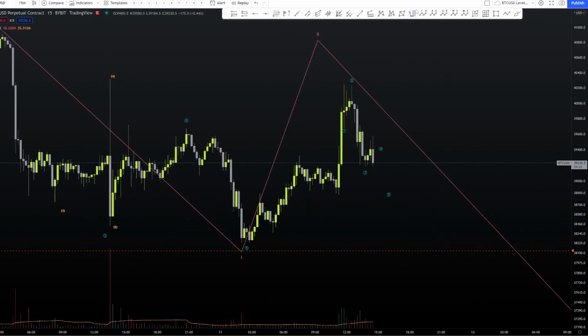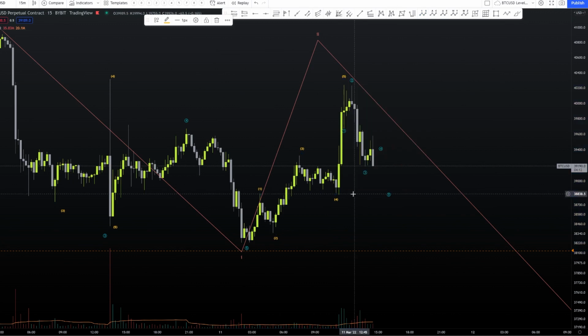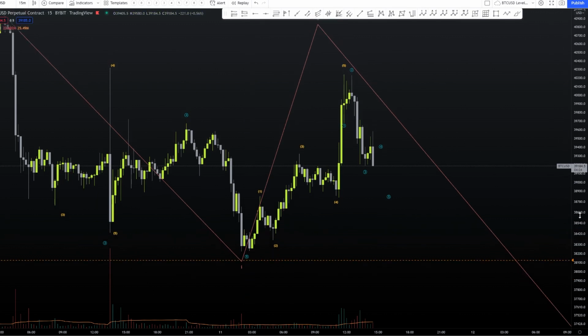If we're saying, for example, this is a 1, 2, 3, 4, 5 into this high right here, then we have to kind of tolerate a little bit of overlap between the wave 1 and the wave 4, and it's a very slight overlap. So I would actually tolerate this on this lower time frame.